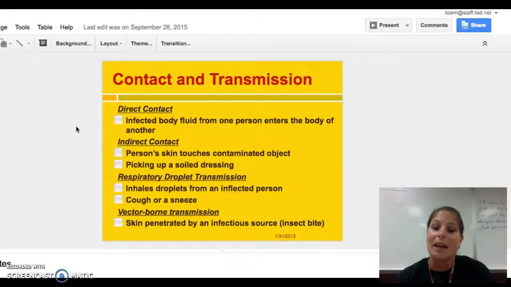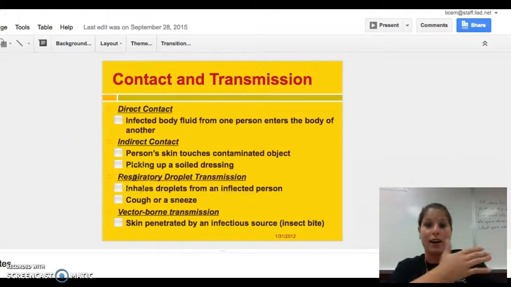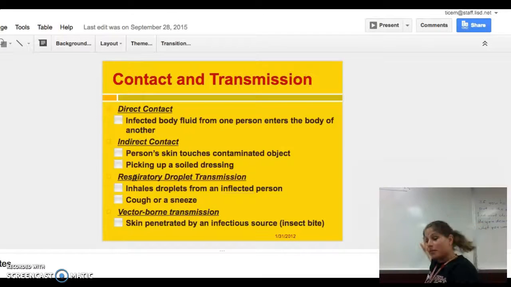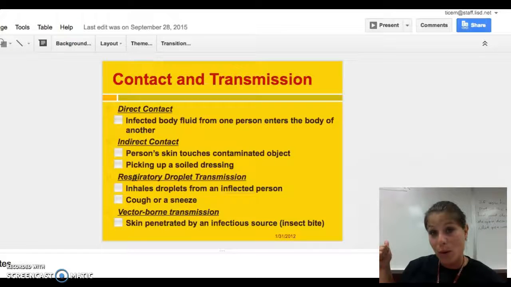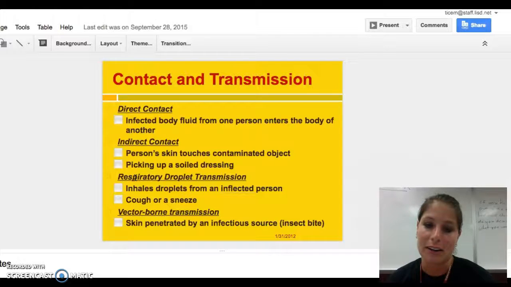Okay, the second one that we see is indirect contact. So a person comes in contact with the fluid and not necessarily with the person. So my example that we see here is picking up a soiled dressing. So if I have a gauze and I set it down on a table and you come along and you pick up the gauze, that's indirect contact. Or if I sneeze and I touch the whiteboard, and then you come and you touch the whiteboard, that's indirect, all right? You didn't necessarily come in contact with me, the person who has the disease, but you came in contact with something that has touched that disease area, okay?